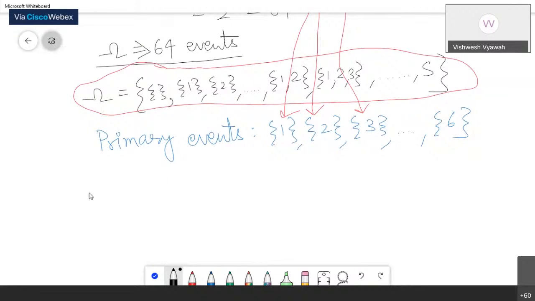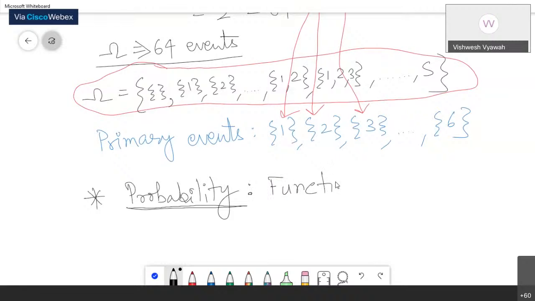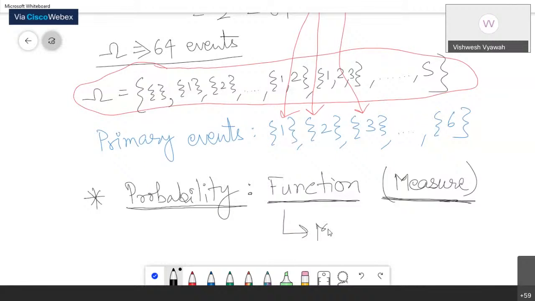Now the thing that we are going to define, very important, is probability. Now probability is introduced as a function. Basically, it is a measure. What is the difference between a measure and a function? There are some subtle differences, but they are beyond the scope of this. We will not go into those intricacies. We will talk about probability as a mapping or a function.